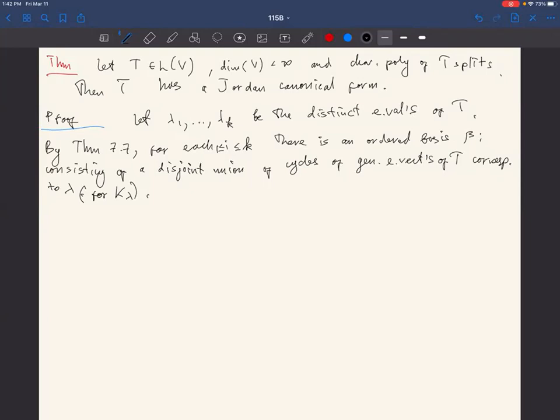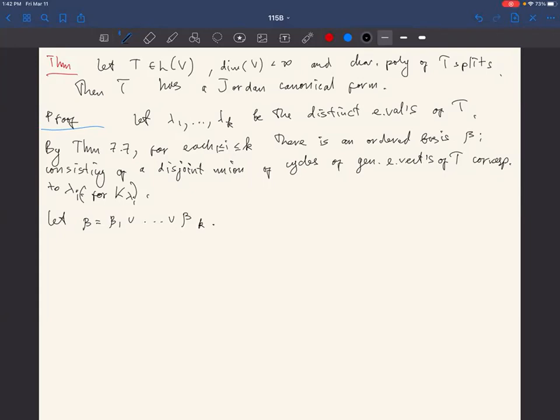All right, but then we let beta be the union of all these beta i. This should be lambda i, excuse me, and this is K lambda i. So I just apply this previous theorem. I fix one eigenvalue, lambda i, and I apply the theorem with respect to K lambda i for this particular eigenvalue. Then I do it for each of them. And then I take beta to be the union: beta 1, union beta 2, etc., union beta k. Yeah, we have k many.